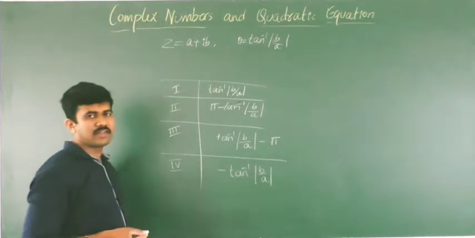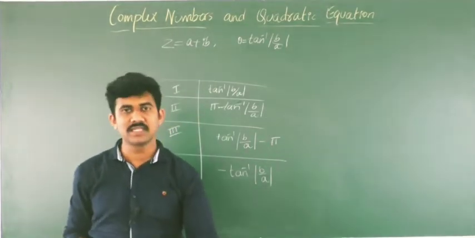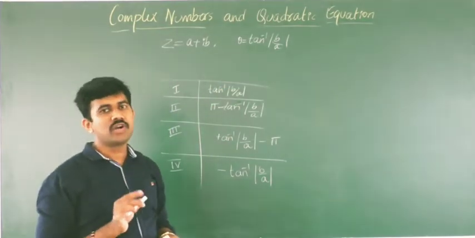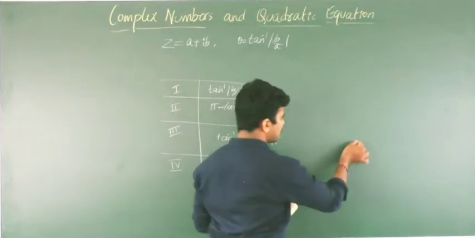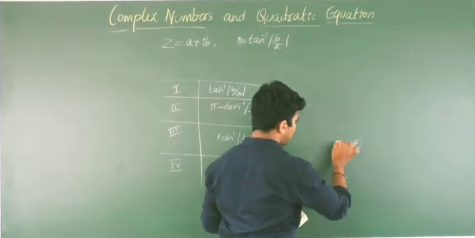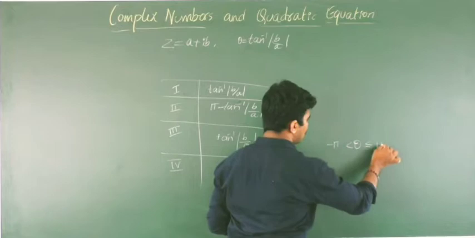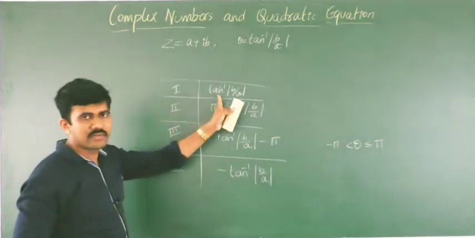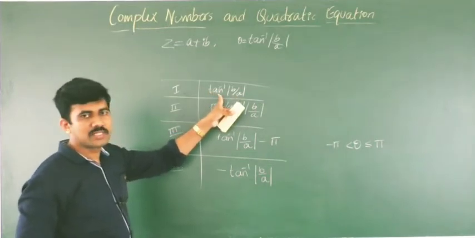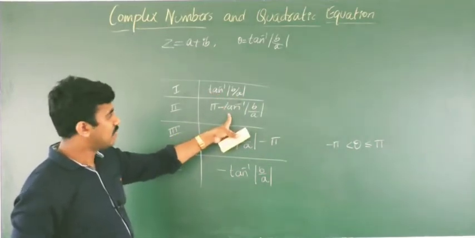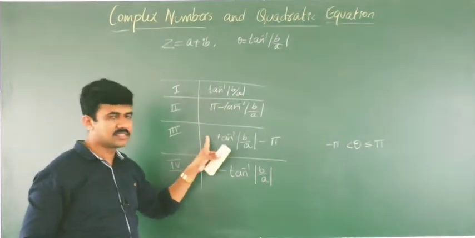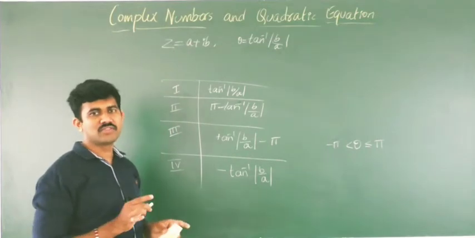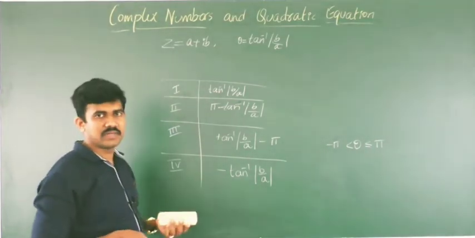So like this we can find the argument. The argument is nothing but theta only. Here theta changes according to the quadrants, because we are considering theta from minus pi, minus 180 degrees, to plus 180 degrees, including 180 degrees. So this is the theta value when the complex number is in the first quadrant, this is for the second, this is for the third, and the next for the fourth quadrant. These are the values of theta, the argument.